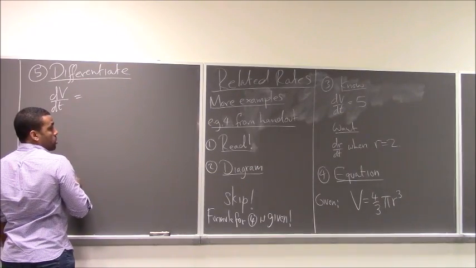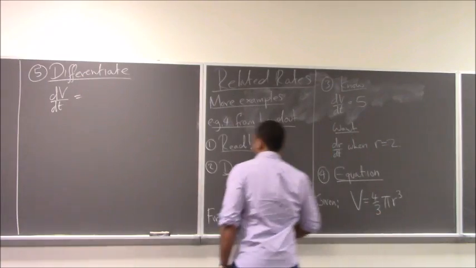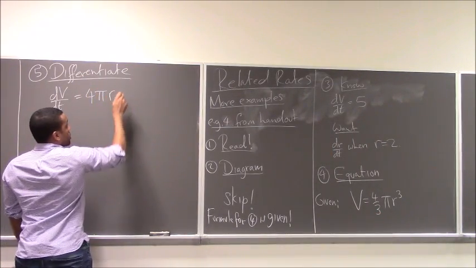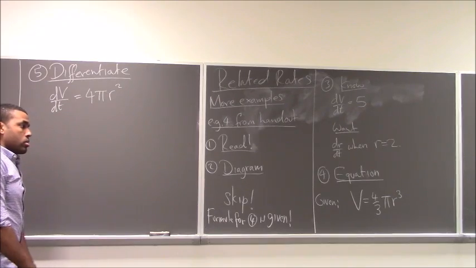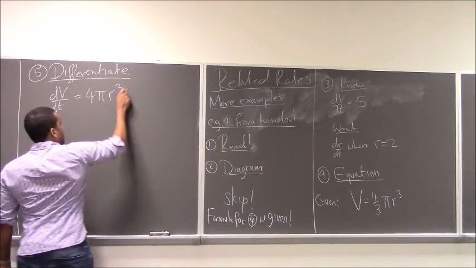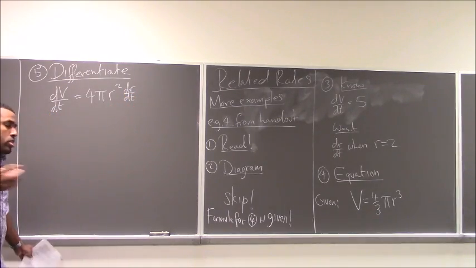It's forward 3 pi. Yeah, 3r squared is the derivative of this. The 3 comes down, you can cancel that. So it's the 4 pi r squared dr/dt. Remember, it's the chain rule because r is a function of t, so when you differentiate it, you have to multiply by its derivative.